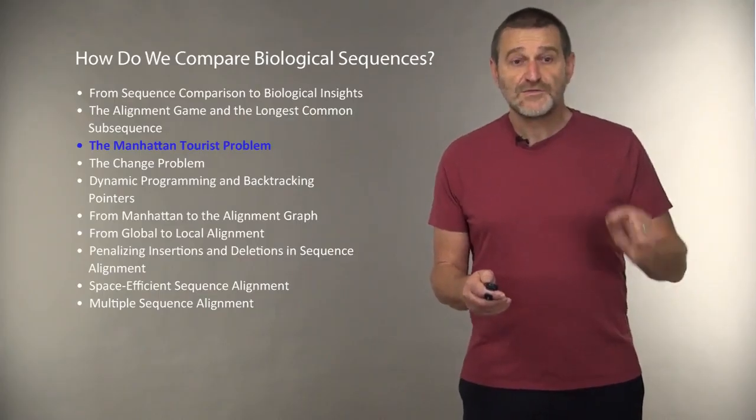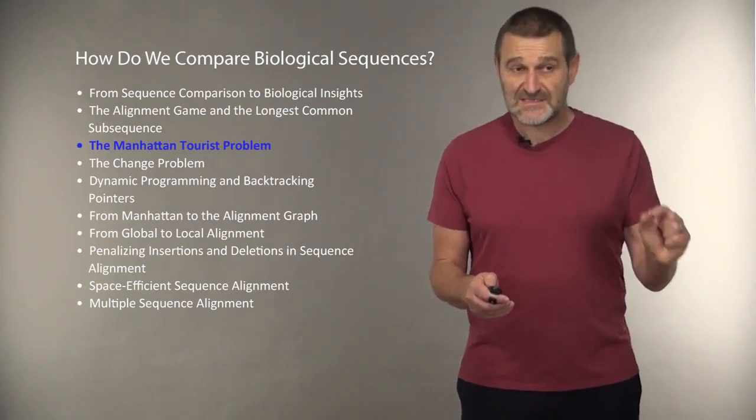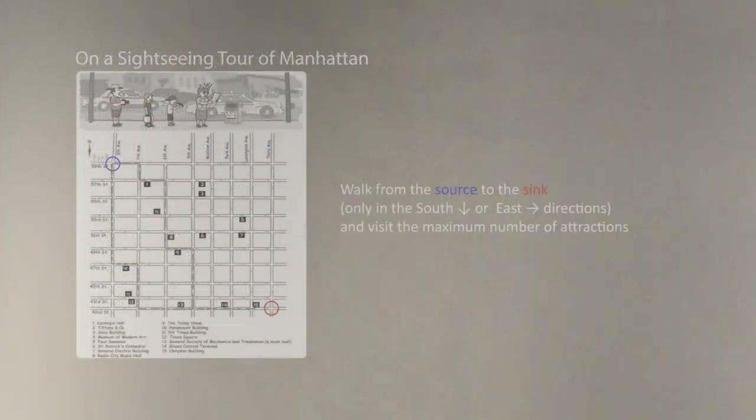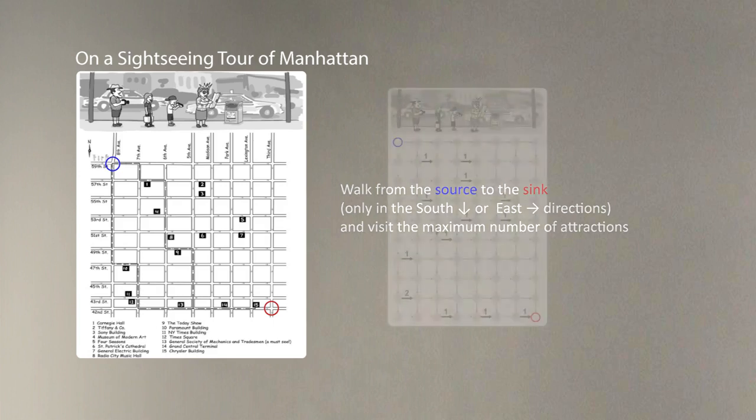And we now move to the next topic that, once again, seemingly has nothing to do with this sequence comparison. We are now on a sightseeing tour in Manhattan, and our goal is to walk from the intersection shown in blue to the intersection shown in red, and to visit as many attractions as possible. The only restriction is that we can either move south or east. What should be our strategy to visit the maximum number of attractions on this trip?